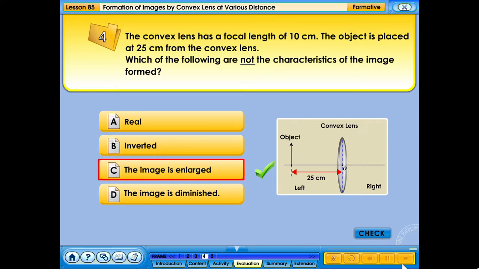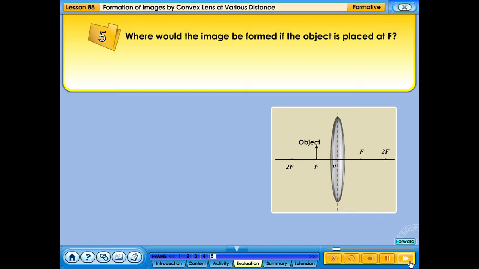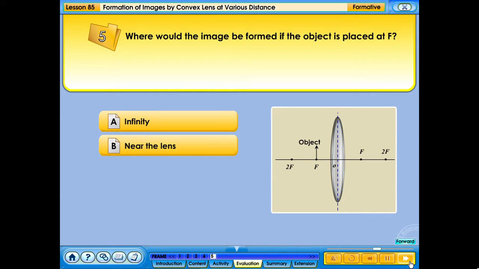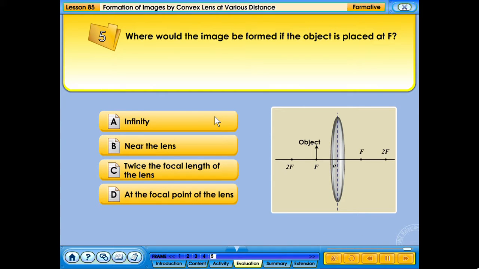Your answer is correct. Where would the image be formed if the object is placed at F? A. Infinity. B. Near the lens. C. Twice the focal length of the lens. D. At the focal point of the lens. Your answer is correct.